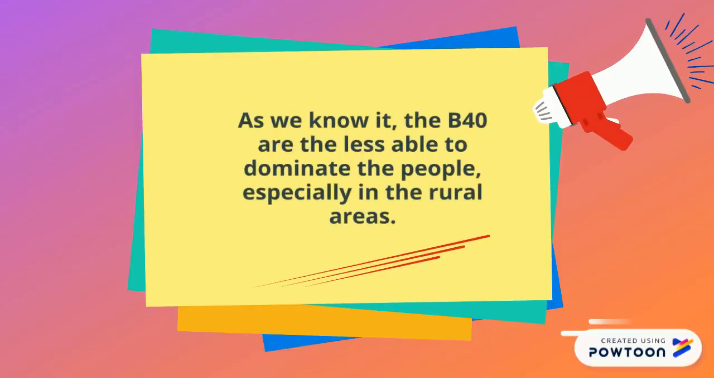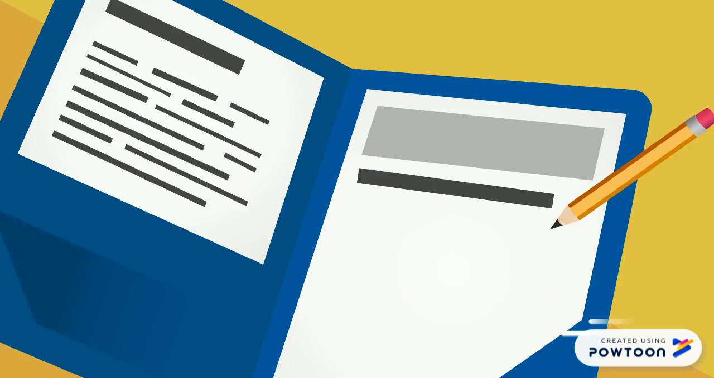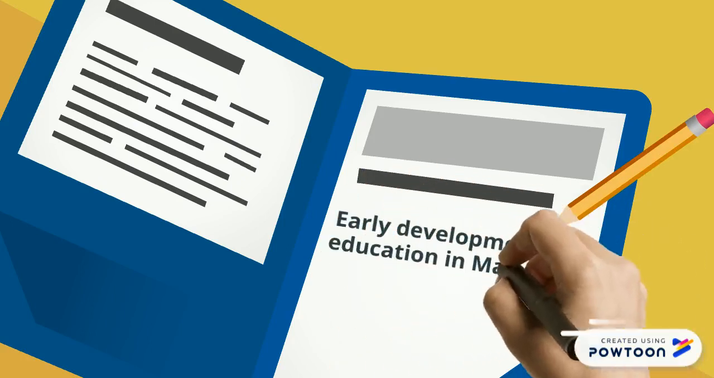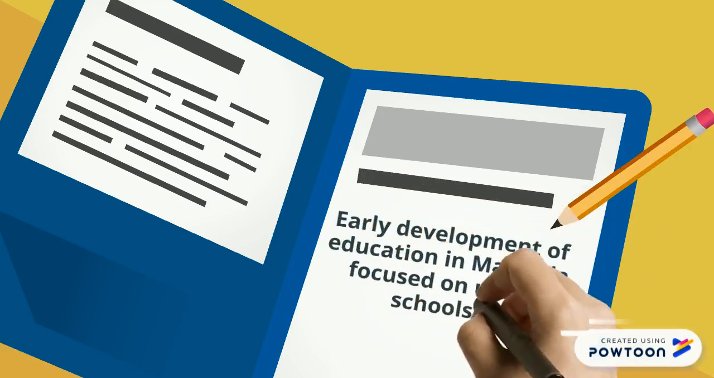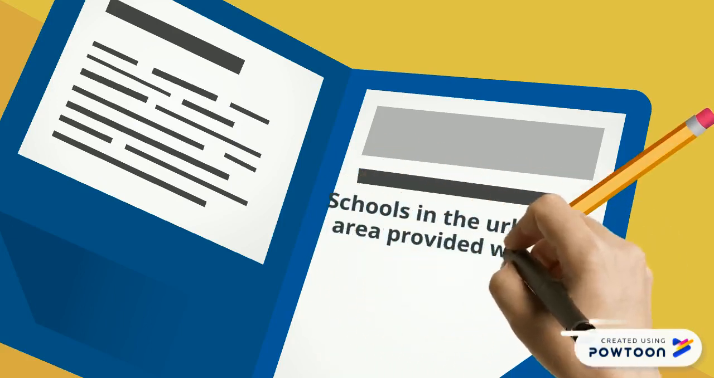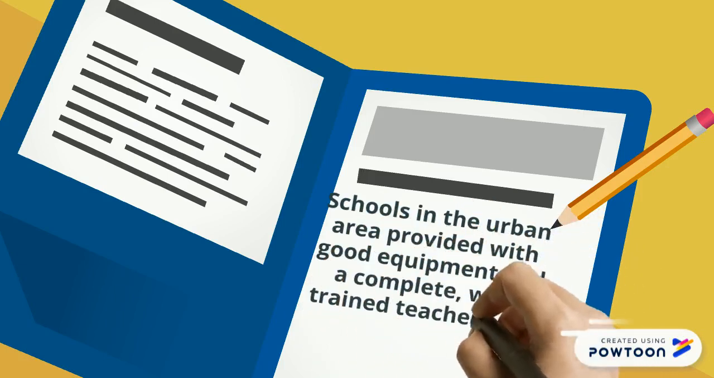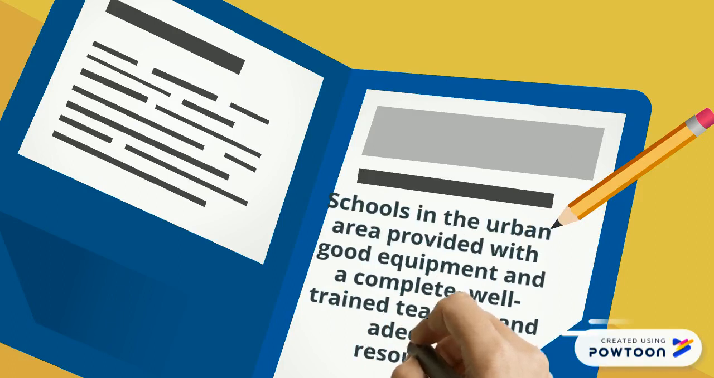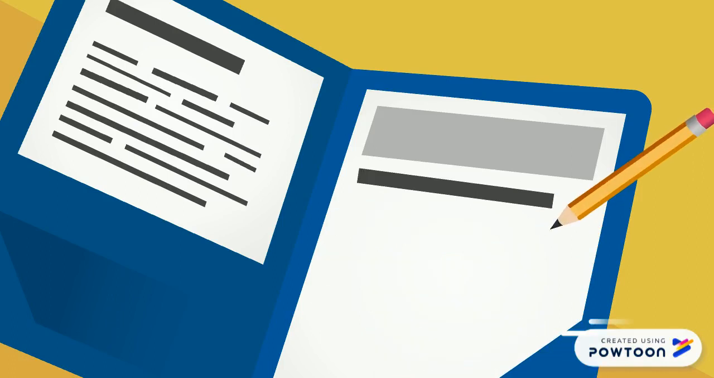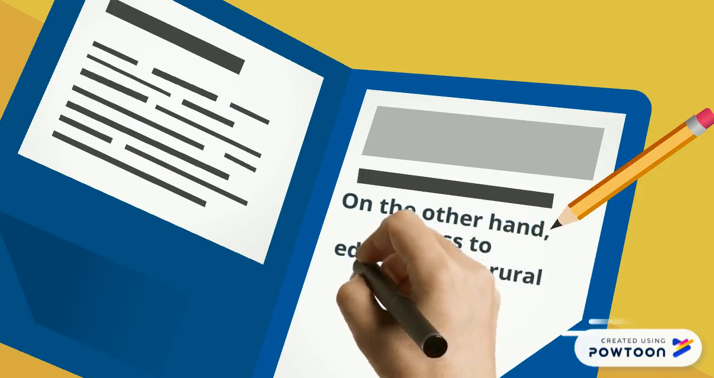As we know, the B40 are the less able to dominate the pupil, especially in the rural areas. In the early development of education in Malaysia, the focus was on urban schools. Schools in the urban area were provided with good and complete equipment, well-trained teachers and adequate resources. On the other hand, access to education for rural and inland areas is very limited.